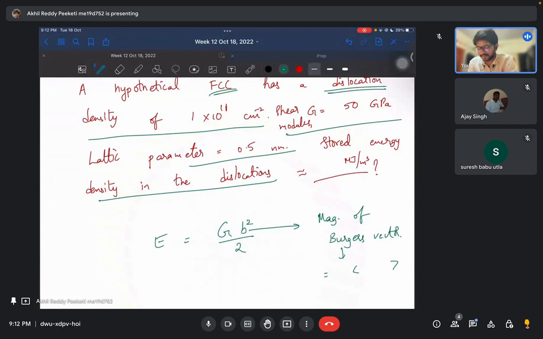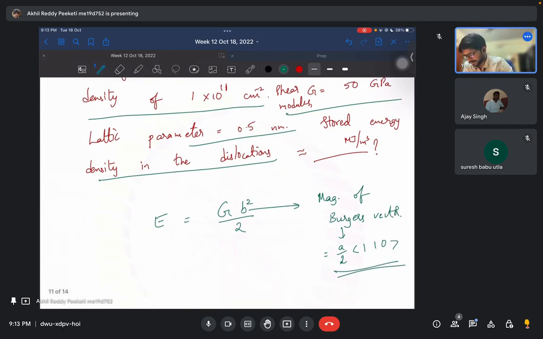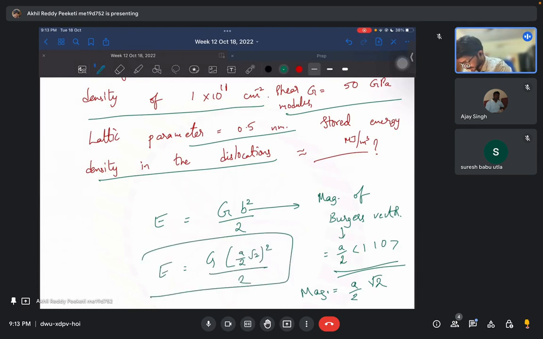So Burgers vector is basically half of the unit cell lattice parameter into directions like, in FCC that direction would be 110, in BCC it would be 111. So this is the Burgers vector. B is the magnitude of that, so that would be a by 2 into magnitude of 110, which is root 2, right? So G into a by 2 root 2 whole square by 2. This is the total energy.